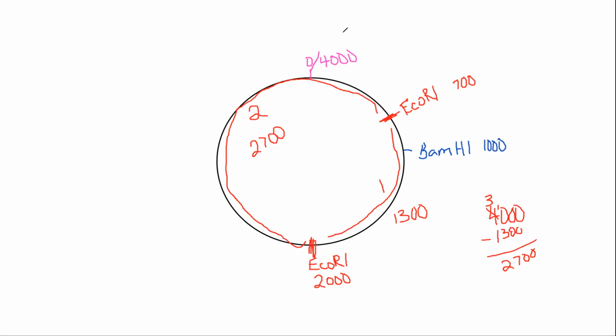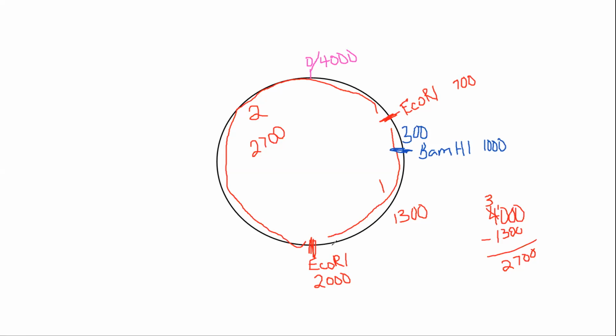If we said, all right, now you cut it also with BamH1 and EcoR1, that 2,700 piece didn't change. So it's still 2,700. But now we have a piece that is between 1,000 and 700. That means this is 300.